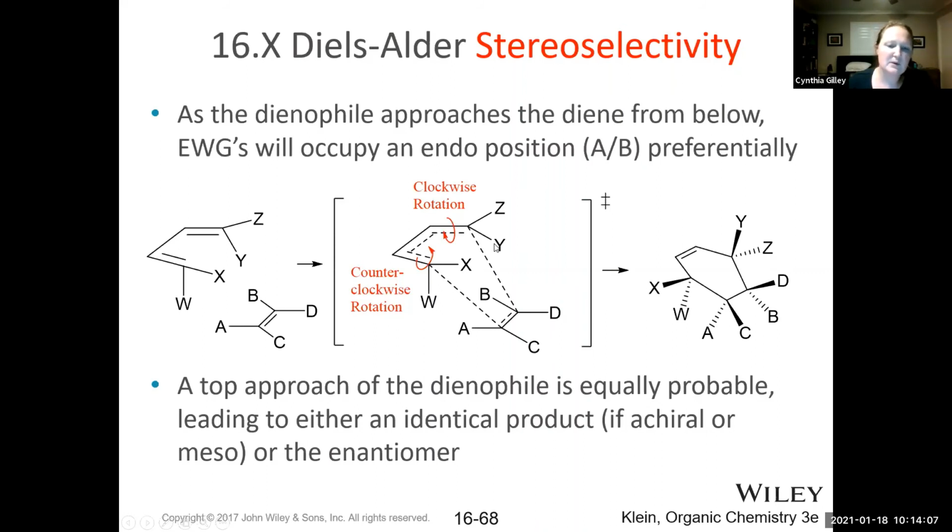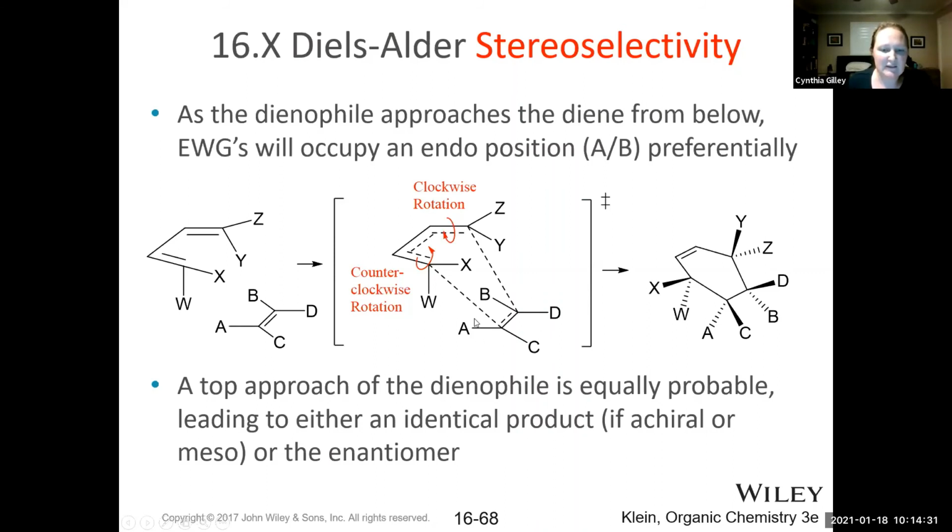What you can do is remember that the groups that are pointed in both rotate up, and the groups that are pointed out both rotate down. So notice how I have X and Y here rotating up, and they become the groups that are on a wedge. W and Z end up down, and so those end up becoming the groups on a dash.